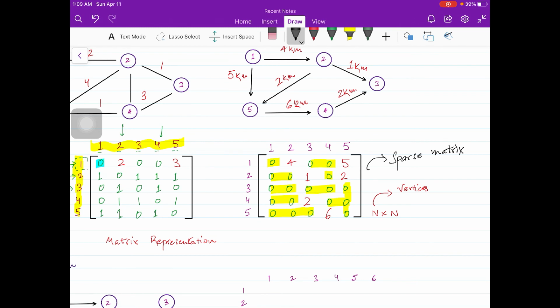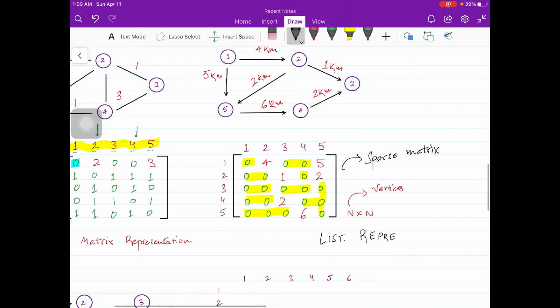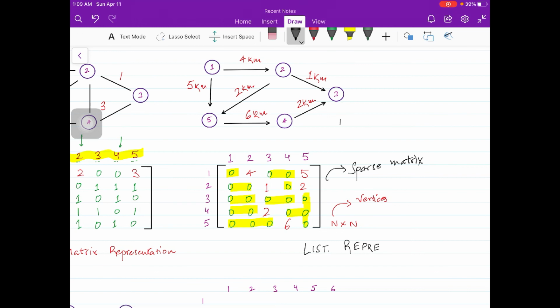Now, can we conserve it probably with some other representation? Yes. That takes us to the next representation of our graph, that is list representation, right? So this is precisely one disadvantage of this representation, that in the case of a sparse matrix, when your graph is not dense. And one more definition you will come across: dense graph and non-dense graph.